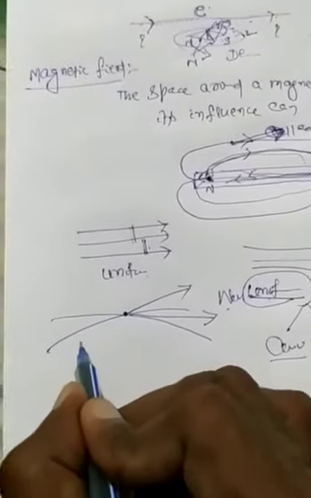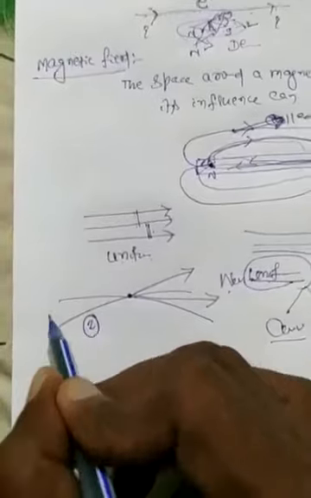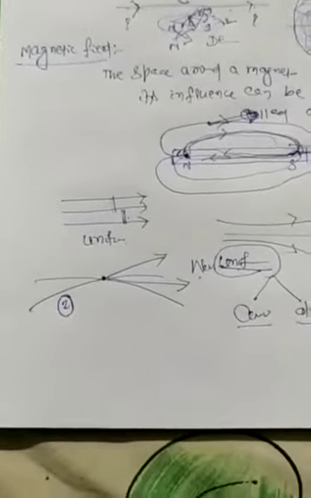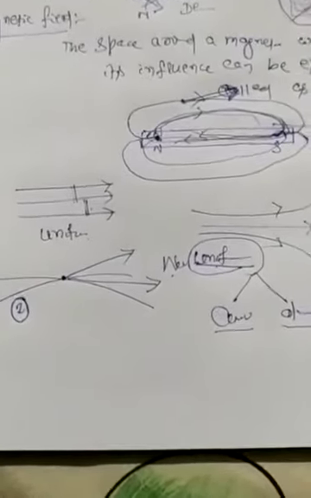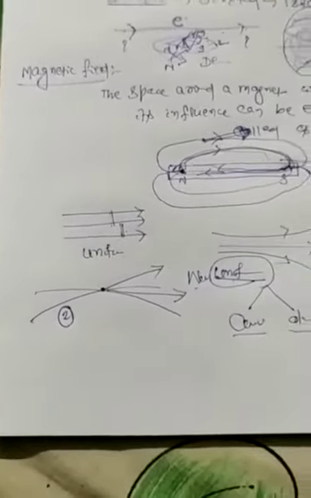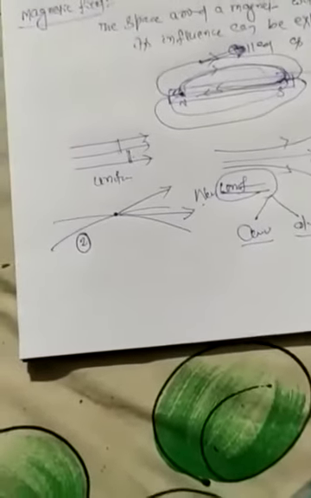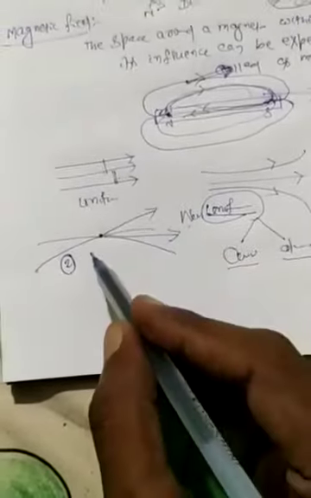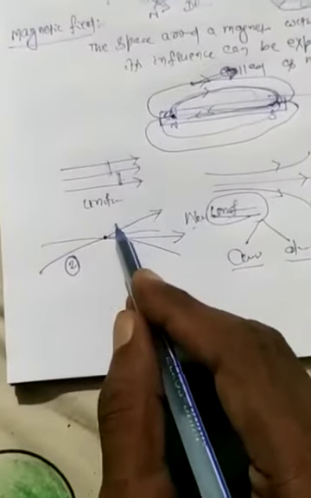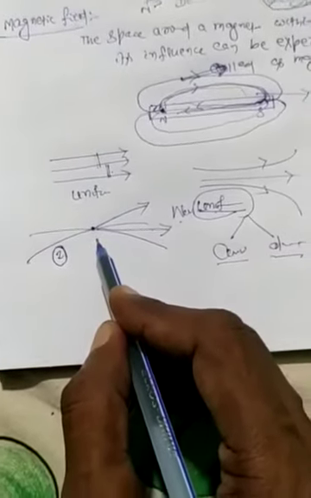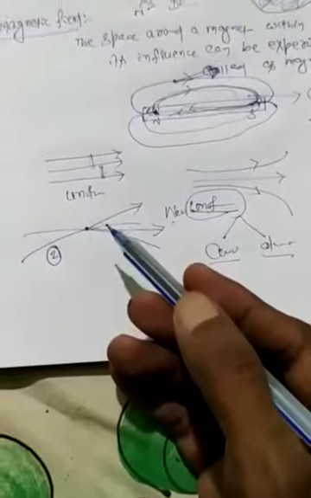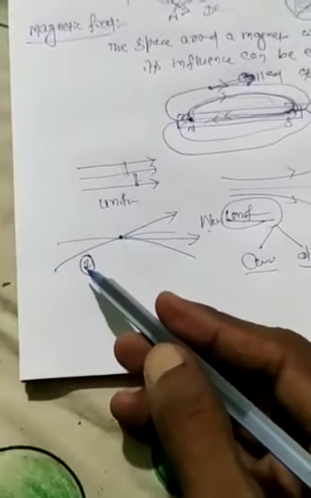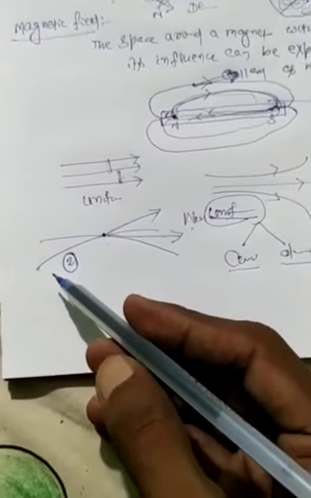And this is a very important question for 2 marks. Why do two magnetic lines of force never intersect each other? The answer is that two magnetic lines of force never intersect each other, and if they do, two tangents may be drawn at the point of intersection, giving two directions of the magnetic field at one point, but it is impossible.